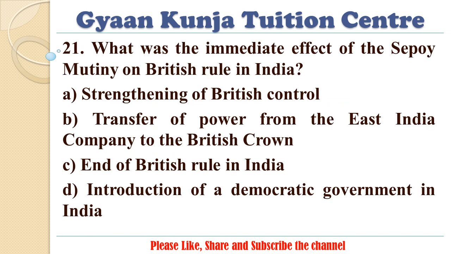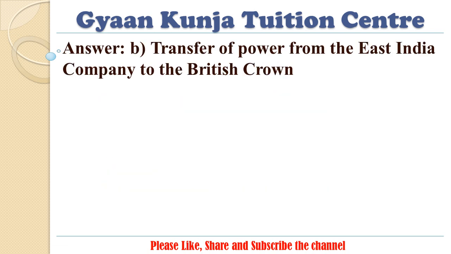Next, 21. What was the immediate effect of the Sepoy Mutiny on British rule in India? A. Strengthening of British control. B. Transfer of power from the East India Company to the British Crown. C. End of British rule in India. D. Introduction of a democratic government in India. Answer B. Transfer of power from the East India Company to the British Crown.